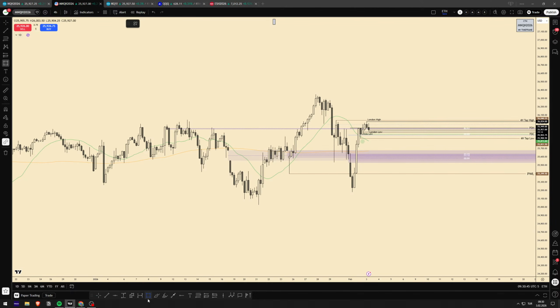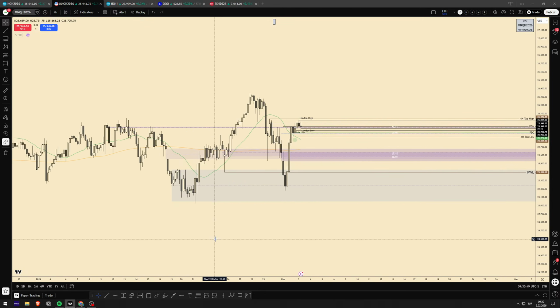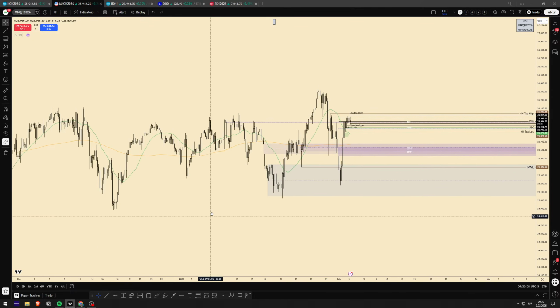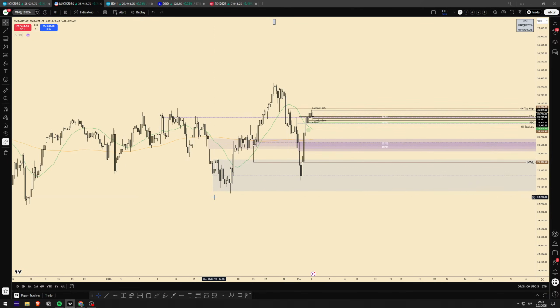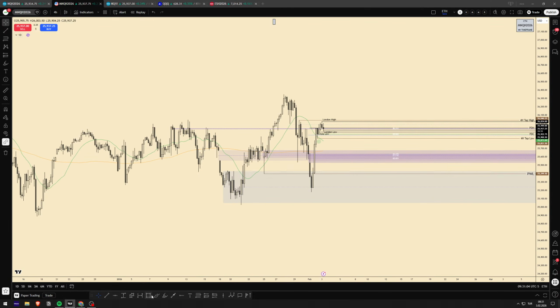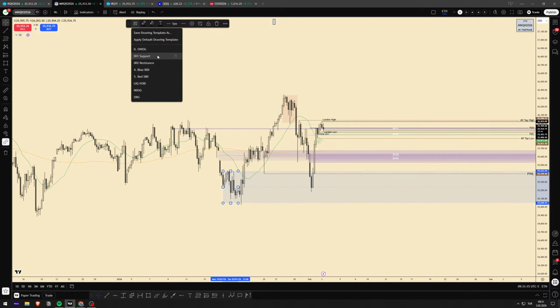You see this consolidation area, this price range, right? This is simply a price range, and there is a consolidation area below the price range and another consolidation area above the price range. Okay, mark this as a support level.